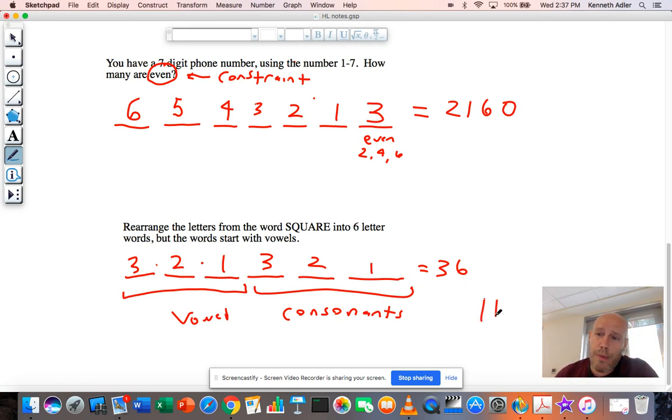You're doing 1B, 1 through 10. Once again, we're still in the HL book.